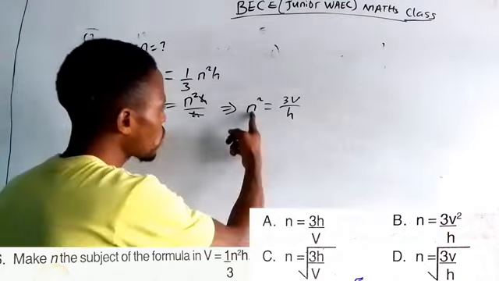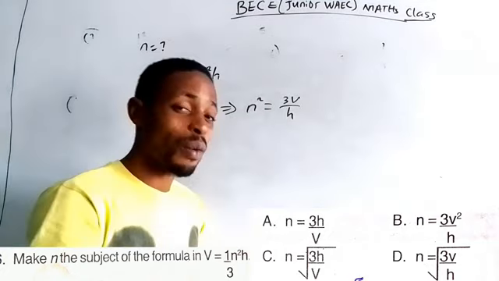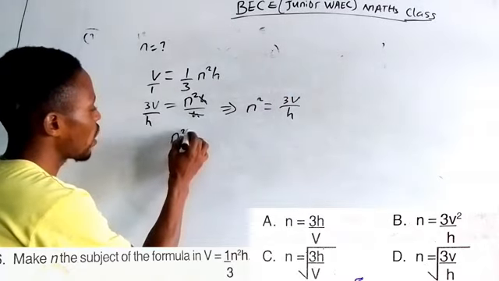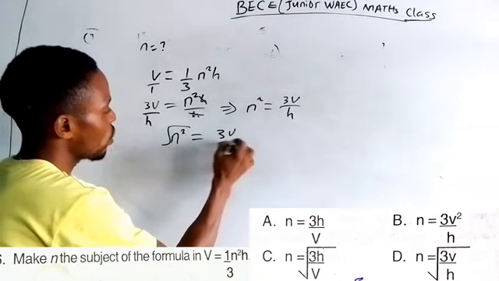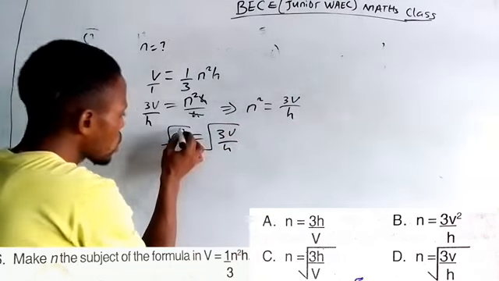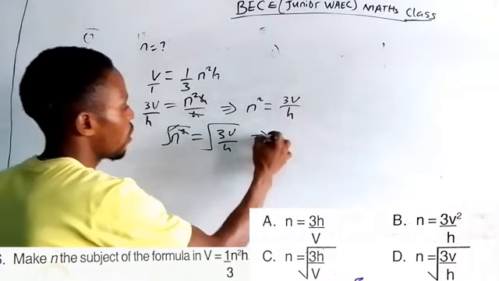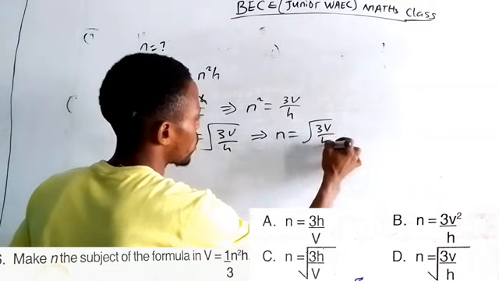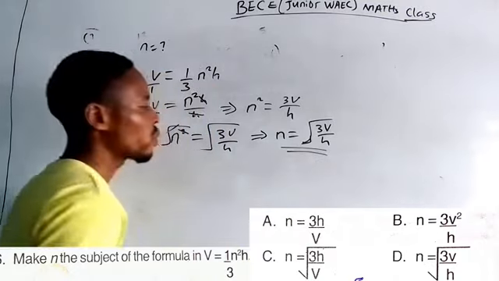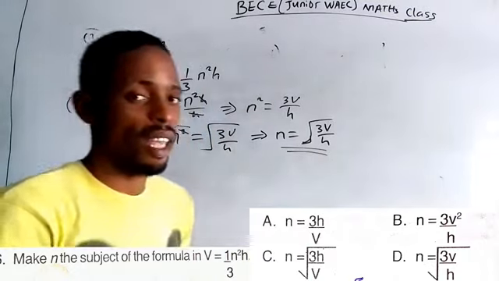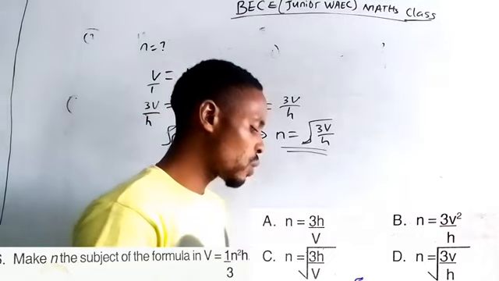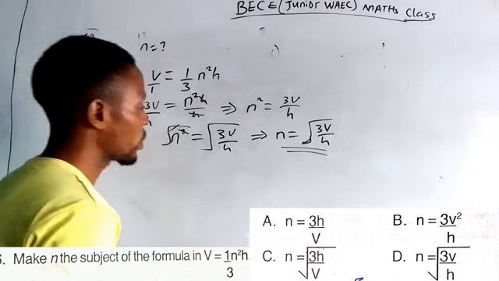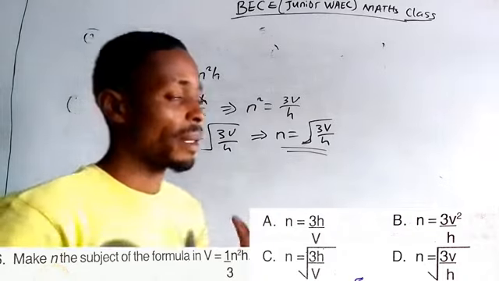The question says I should make N the subject of the formula, not N squared. So to cancel the square we have here, we take the square root of both sides. So when you take the square root of both sides, N squared, take the square root of it, equals 3V over H, take the square root of it. So the square here, we cancel with the square root. Therefore, our N is equal to the square root of 3V over H. So the answer for the value of N is the root of 3V over H. As you can see, the option is option D. So D is the answer to this question, and that is how you solve a mathematical expression like this.